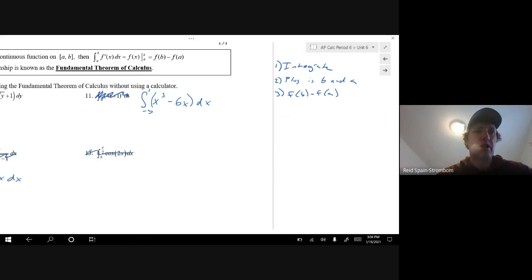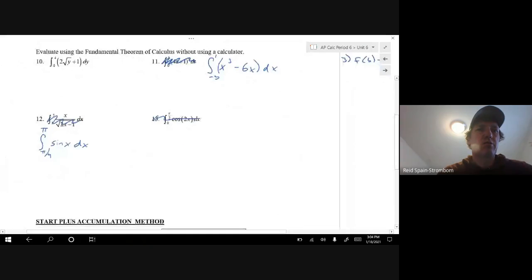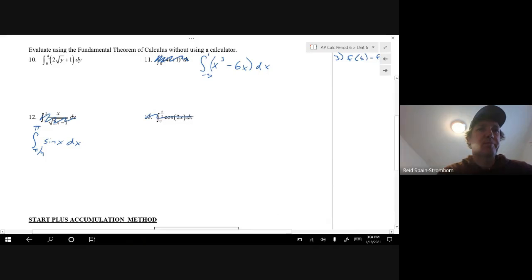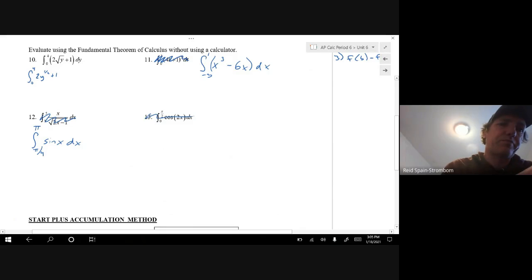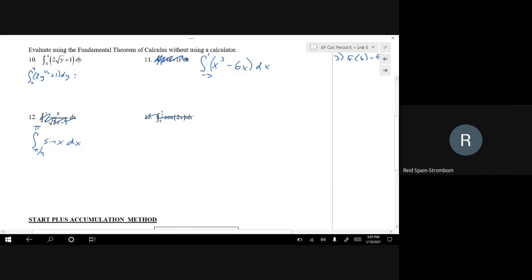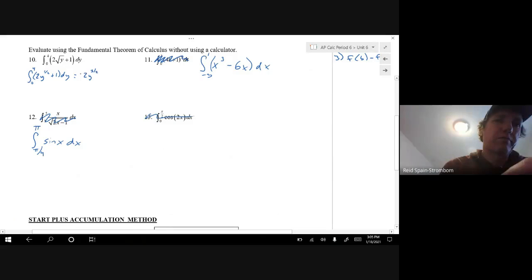Okay. So in this case, we are evaluating the integral from 0 to 4 of 2 times the square root of y plus 1. I'm going to rewrite this as the integral from 0 to 4 of 2y to the 1/2 power plus 1. And now we can go ahead and integrate. So remember, when we integrate, we bump our power up by 1 and divide by our new power. So we have 2y to the 3/2. We got to divide by 3/2, so it's the same as multiplying by 2/3.